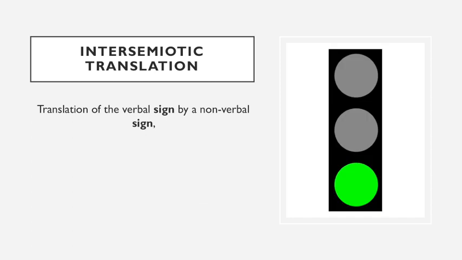The last type of translation, according to Jakobson, is intersemiotic translation, which is the translation of the verbal sign by non-verbal sign. And as you can see here, the traffic light, we have the green color. It means basically go. So when we translate what we see on the traffic light and we ask our brother who is driving the car, for example, to just go because it's green, what you are doing here is what we call intersemiotic translation.